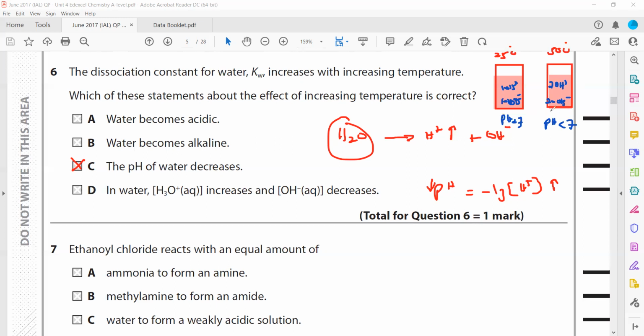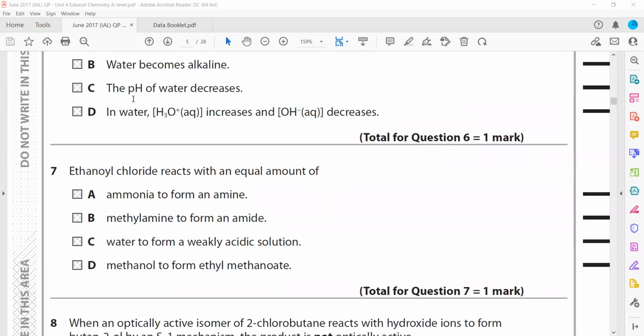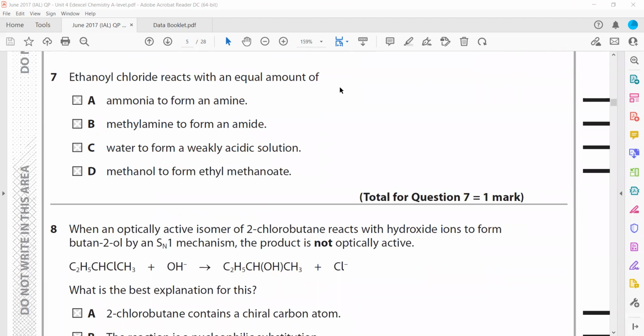But that does not mean it will be acidic. Acidity or alkalinity depends on whether hydrogen ions are more or hydroxide ions are more. So if hydroxide ions are more, the overall solution will be alkaline. If hydrogen ions are more, the overall solution will be acidic. But in this case, pH will be less than 7, but the solution will remain neutral. So C was the right answer, that the pH of the water decreases.